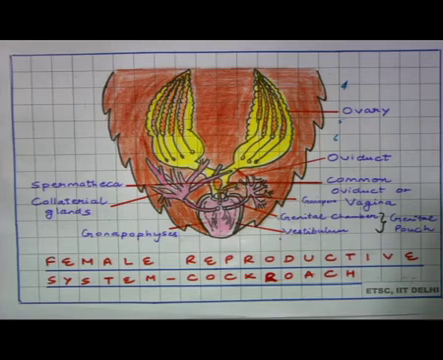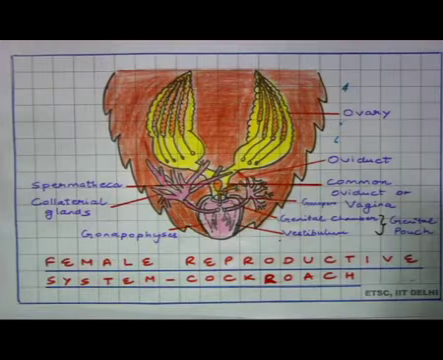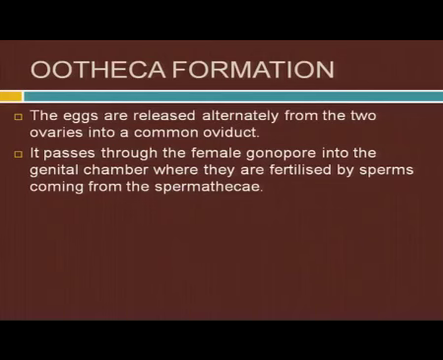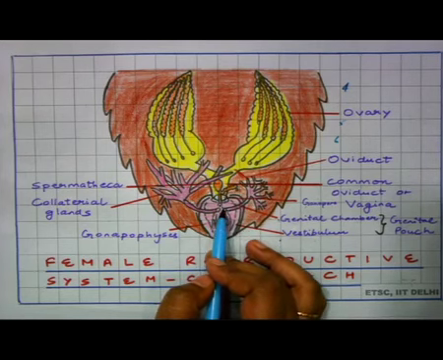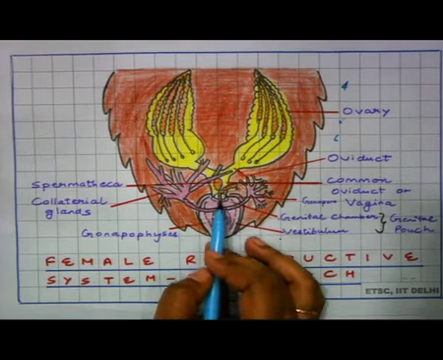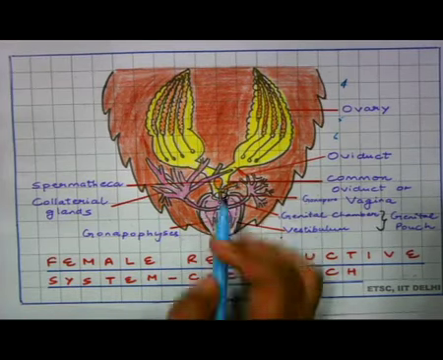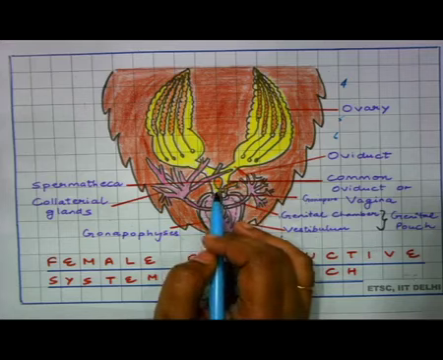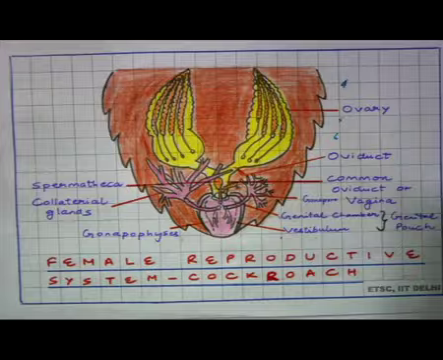So, we are saying that instead of eggs, ootheca is formed in the case of female cockroaches. The eggs are released alternately from the two ovaries into a common oviduct. It passes through the female gonopore into the genital chamber. This is the female gonopore. It will enter into the genital chamber, where they are fertilized by the sperms which are coming from the spermatheca. So, the spermatheca is used for temporarily storing the sperms which have been received by the process of copulation.